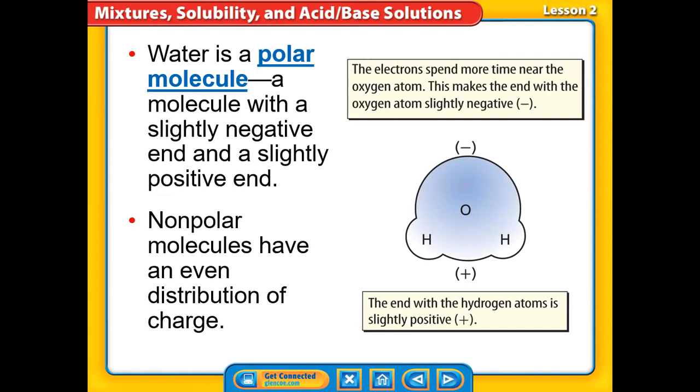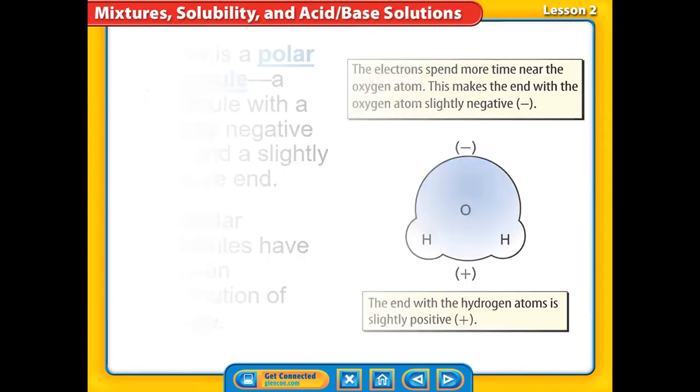While non-polar molecules have an even distribution. That means the electrons of the bond are found at half distance between the atoms. So no part is negative, no part is positive. So non-polar is completely the opposite of the polar compound. So how could that affect the dissolving of solutes in water?